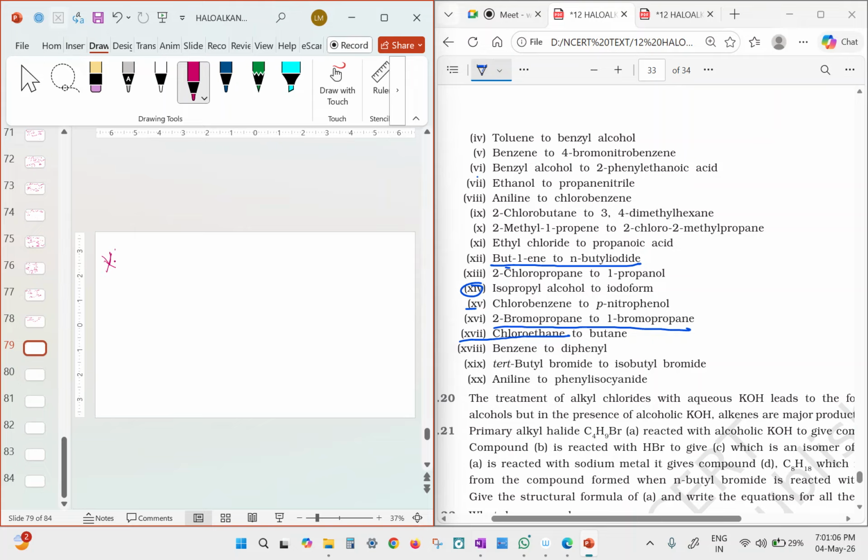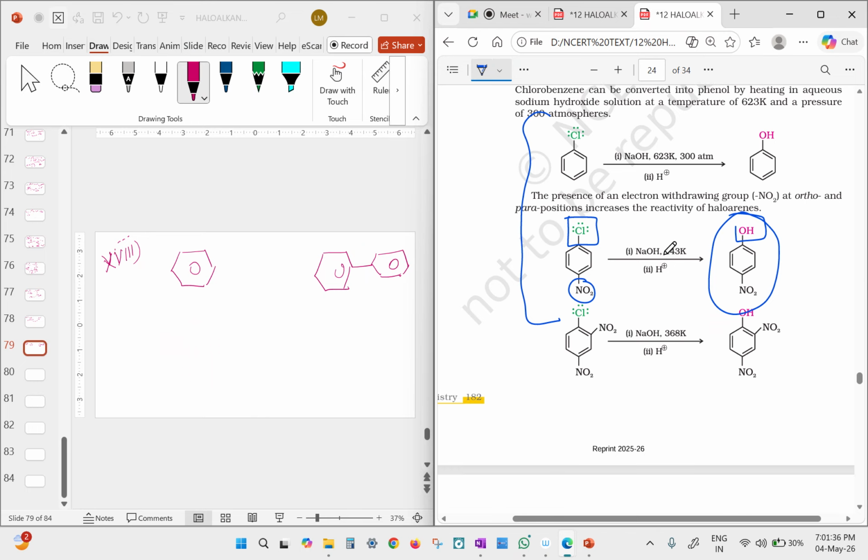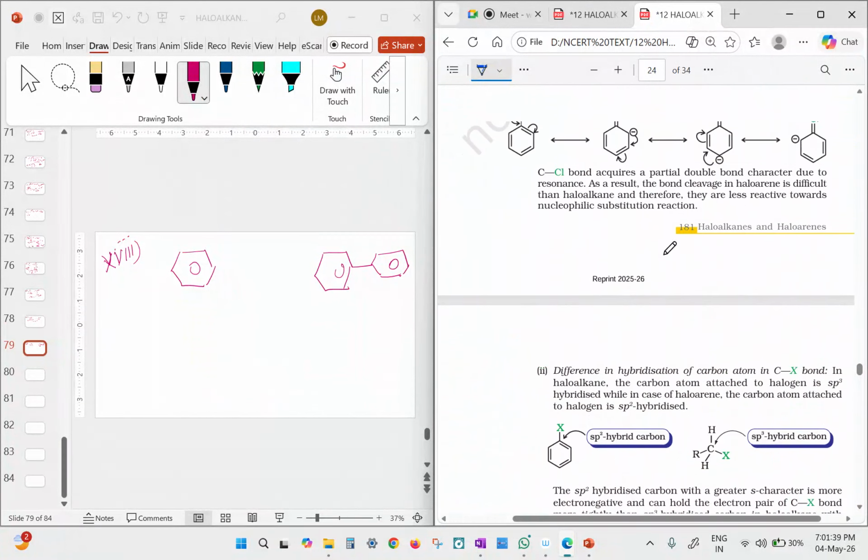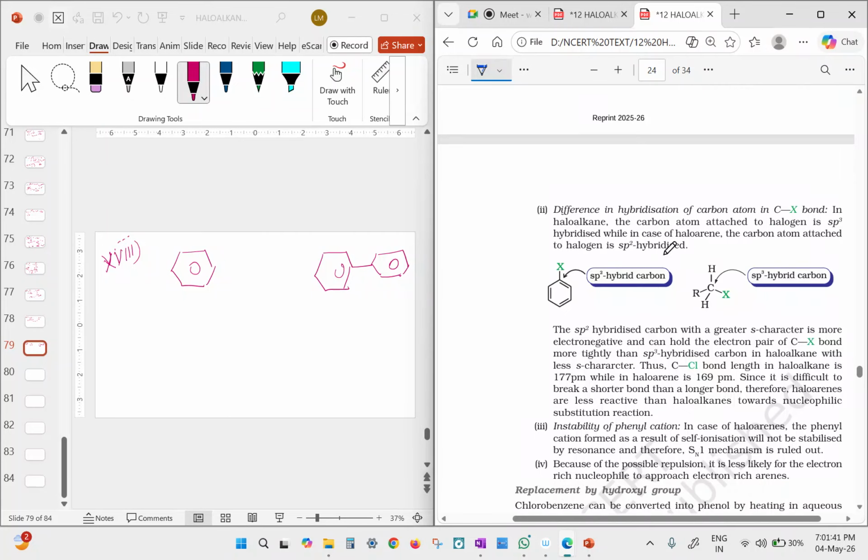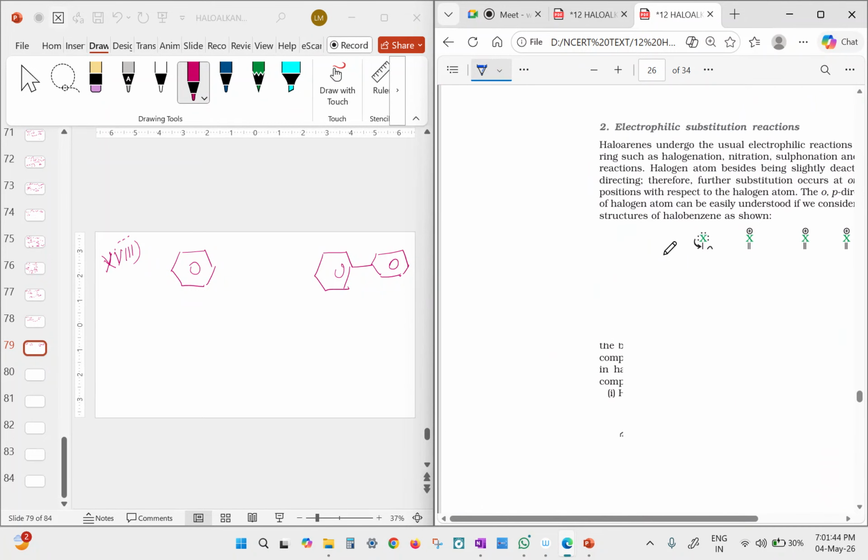The 18th one. What was that? Benzene to diphenyl. Think about it, children. Benzene to diphenyl. Phenyl is like OH, right? No, phenyl. Diphenyl. Okay, I'll show you the reference. Oh, sorry, children. Phenol is OH. Sorry. Phenol is OH. Diphenyl. Reaction with metals.